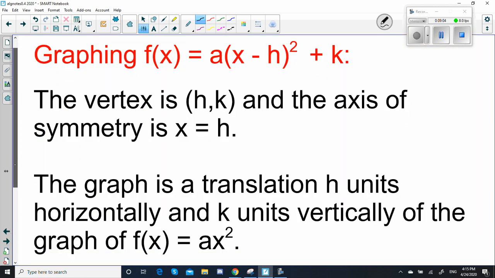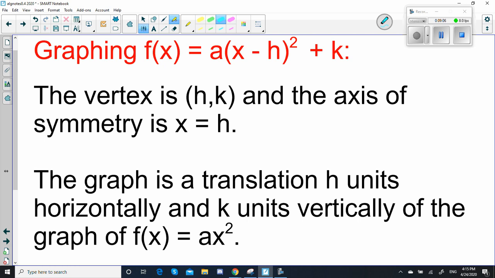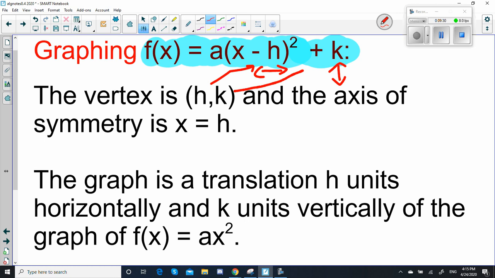All right, so this is the second part. Now I have the whole formula in there. So I have f of x, or y. And this is the part we stopped at before, and I'm going to add the k in there. So the h is my horizontal shift, my sideways shift, and this k is going to be my vertical shift, up or down. Okay? All right, so the vertex is h comma k. They come straight from the formula. And my axis of symmetry will still be x equals h, whatever that is.